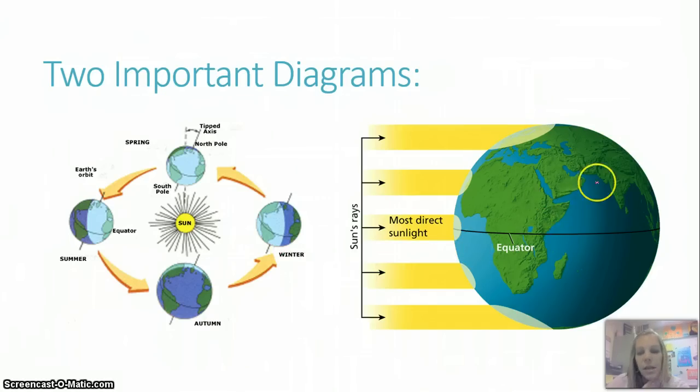Here is an up-close diagram of either spring or autumn, and I can tell this because the tilt is not towards or away from the sun.